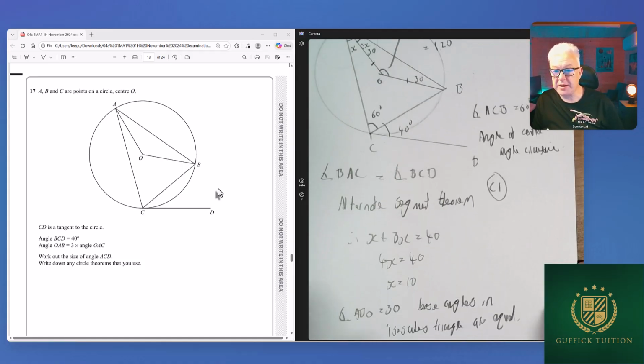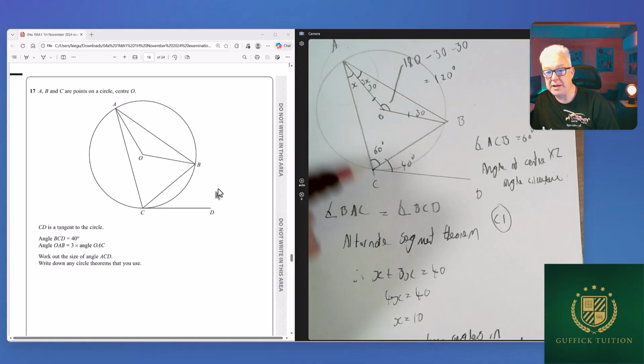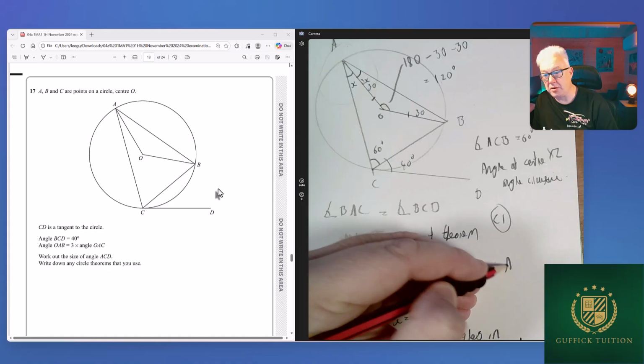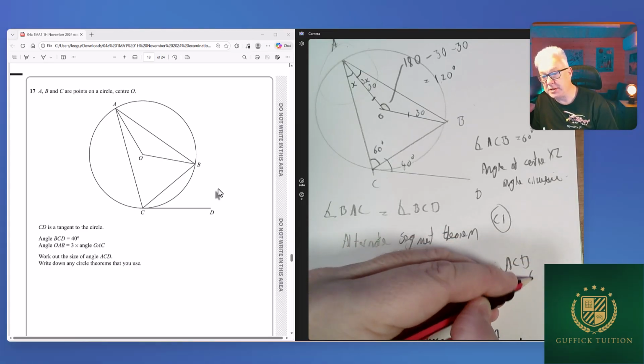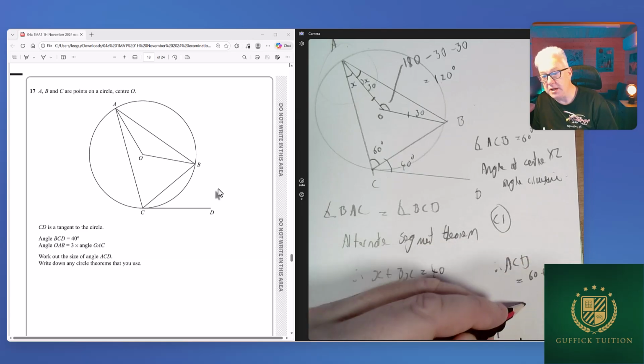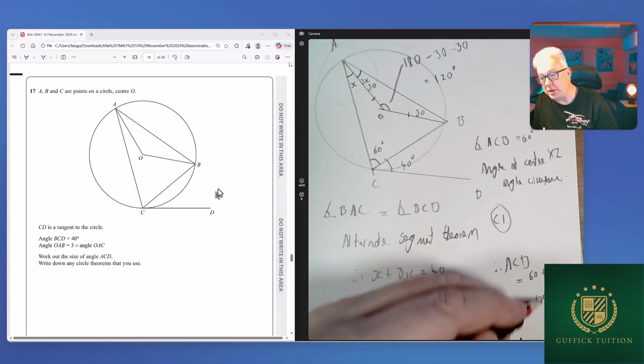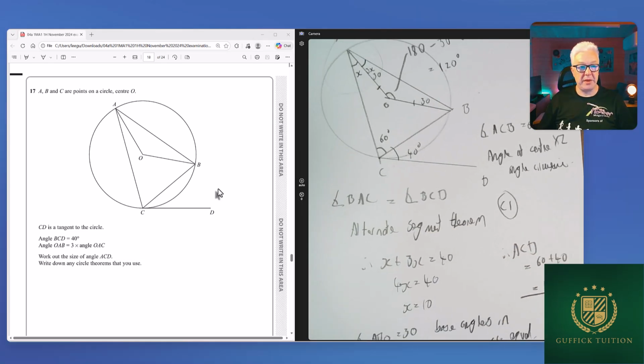So now we've got our answer. So therefore angle ACD is equal to 60 add 40, which is equal to 100 degrees, and that's that one done. Perfect.